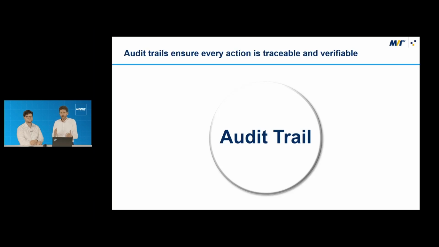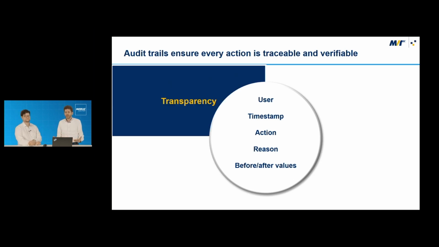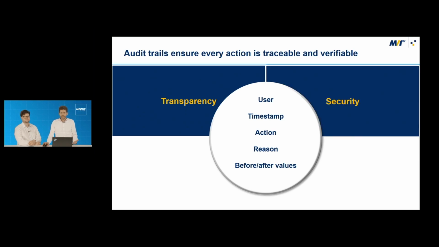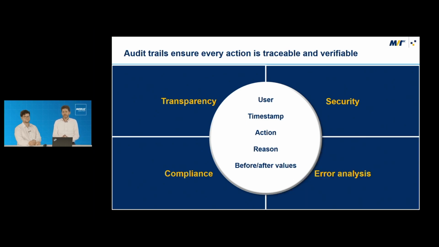As mentioned, an audit trail records all activities in a system. And this information is saved in time order and protected against any changes. And it may contain the user who did the change, the timestamp when the change was done, the action, what was changed, the reason why it was changed, and the before and after values. It makes actions traceable and verifiable. And this leads to more transparency, better security, more compliance, and easier error analysis.